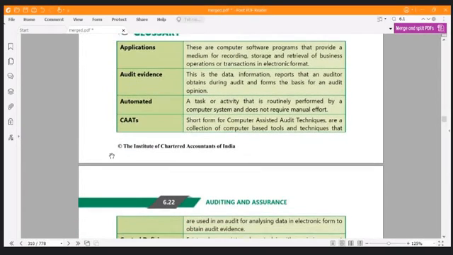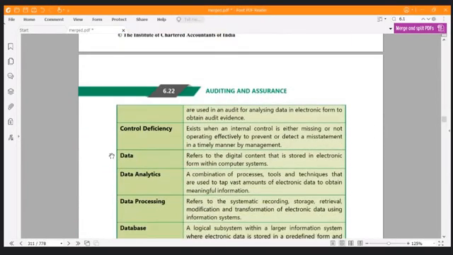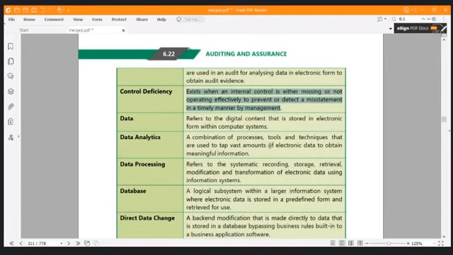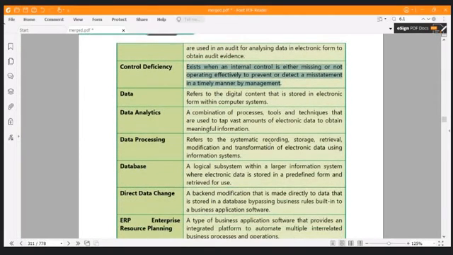Application, audit evidence, automated CAT, control deficiency. See, that's what they're talking about. A deficiency exists when an internal control is either missing or not operating effectively. It is there in place, but it's not effective, to prevent or detect a misstatement in a timely manner by management.